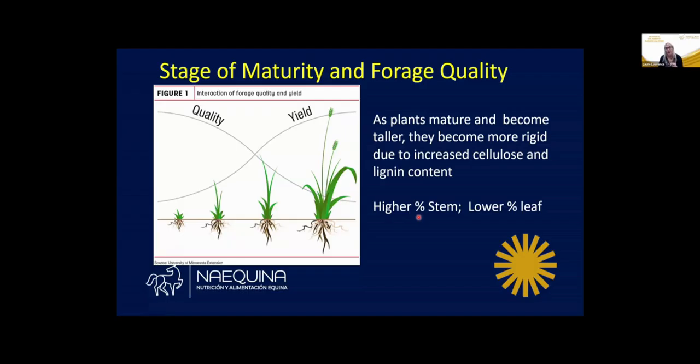So when we feed hay to horses, if we throw the hay into a feeder and all the leaves fall on the ground and the horse is not able to eat them, they're not going to get the most nutritious part of the hay. Okay? So as the plants mature, they become more rigid, and that's due to their increased cellulose and lignin content. So part of the structural carbohydrates in the forage.